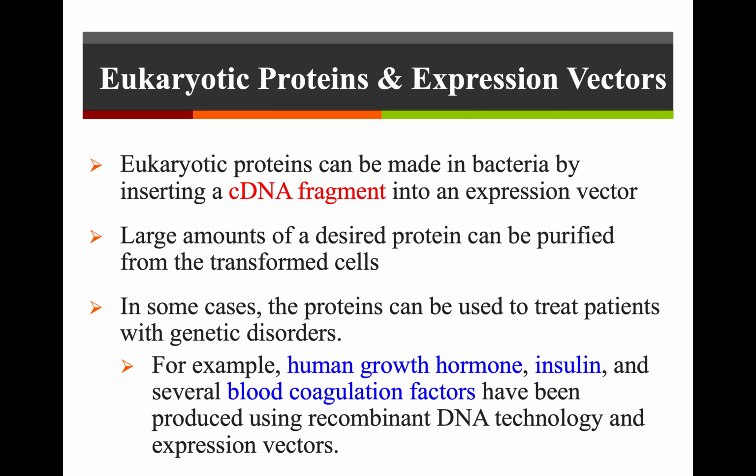For eukaryotic proteins and the expression vectors, usually eukaryotic proteins can be made in bacteria, and a lot of us, even me, would prefer our eukaryotic proteins to be expressed in bacteria by inserting the DNA fragment into the expression vector from the prokaryote. So this is done because large amounts of the protein can be purified from the transformed cells. But in certain cases, you also have to be very careful because the protein that could be used to treat patients with, for example, genetic disorders could sometimes have a difference in terms of its nucleotide sequence. So you need to basically make sure that everything is in the correct order. So these are some examples for you to read on.